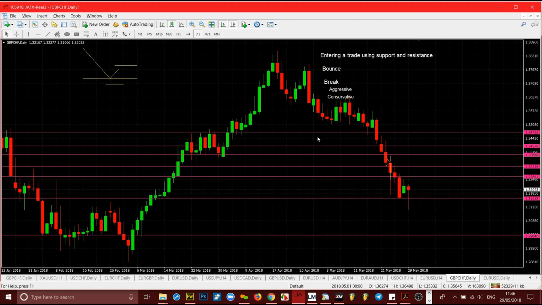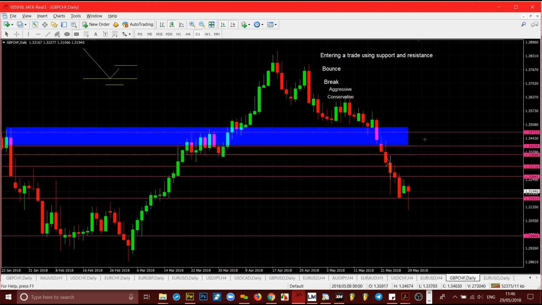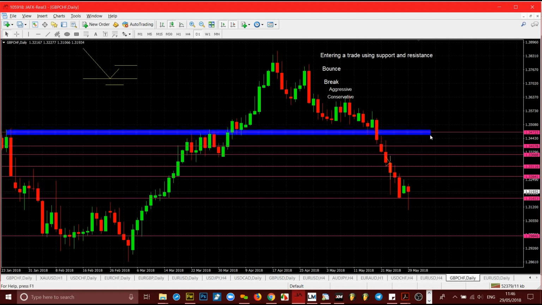Today, or rather last time we had this session, we talked about support and resistance: how support happens to be the floor where price bounces off, and resistance happens to be the ceiling where price bounces off from. I also pointed out that support and resistance are not necessarily lines. Although we draw lines, they are more zones or levels.